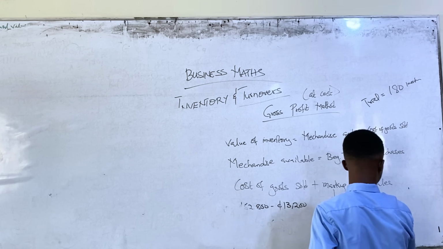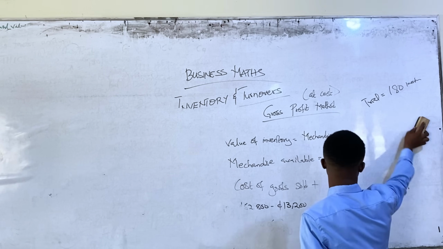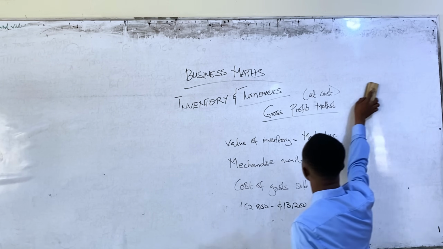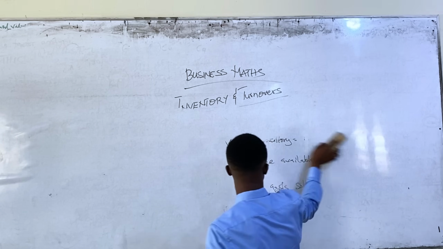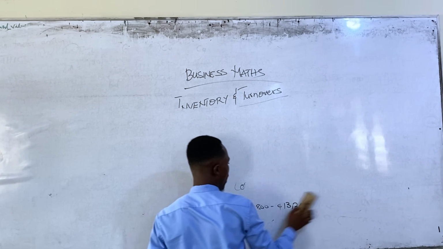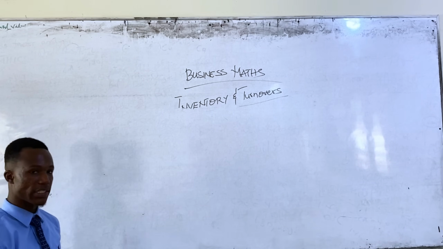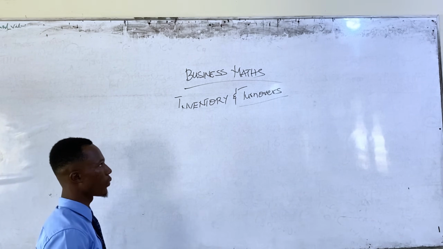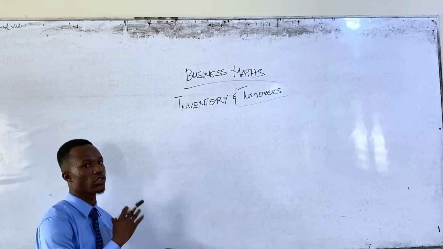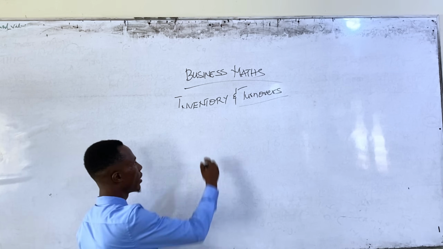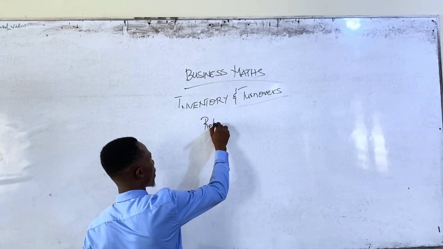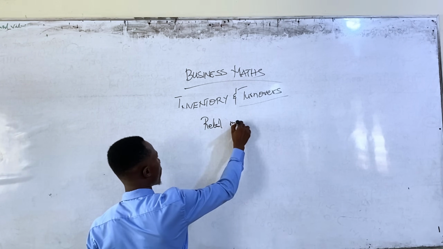There is no exact difference between the retail method and the gross profit method. The only difference is that the retail method deals with items that are at retail. Okay, items that are at retail. But initially we looked at items at cost. And in the retail method, we are going to look at items at retail. Okay.